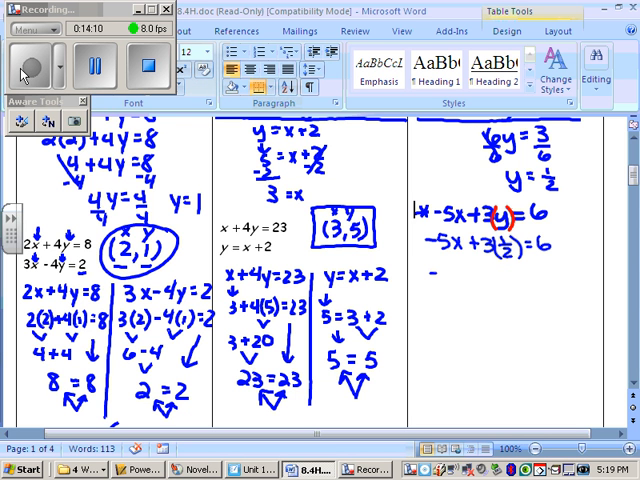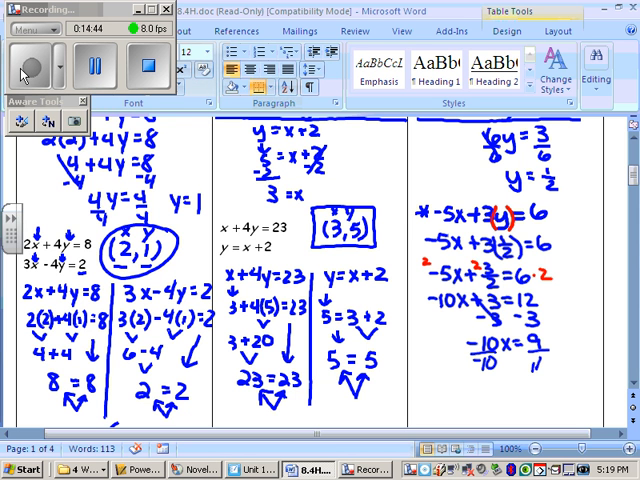So now we can solve for x. So we have negative 5x plus 3/2 equals 6. Now again, if you feel more comfortable and want to clear the fraction, you can multiply all the terms by 2. So this would give you negative 10x plus 3 equals 12. From here, to solve for x, you would subtract 3. So you would have negative 10x equals 9. And then divide by negative 10. So x equals negative 9/10.